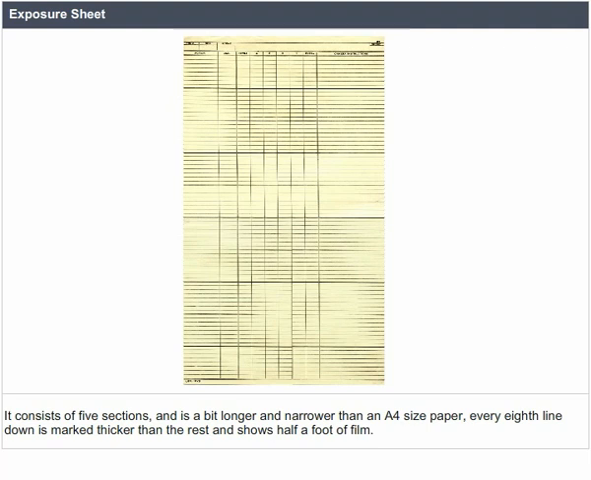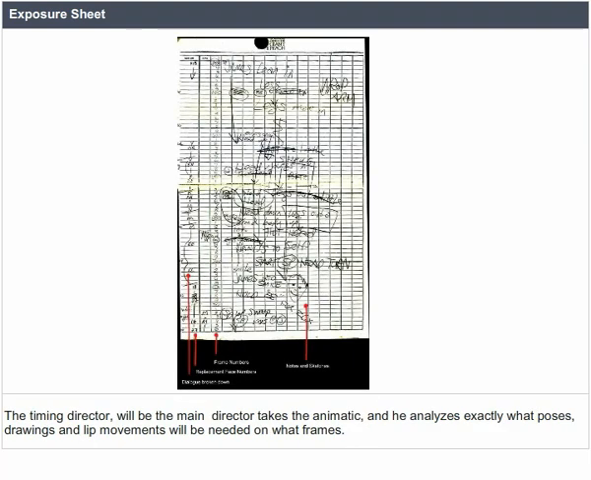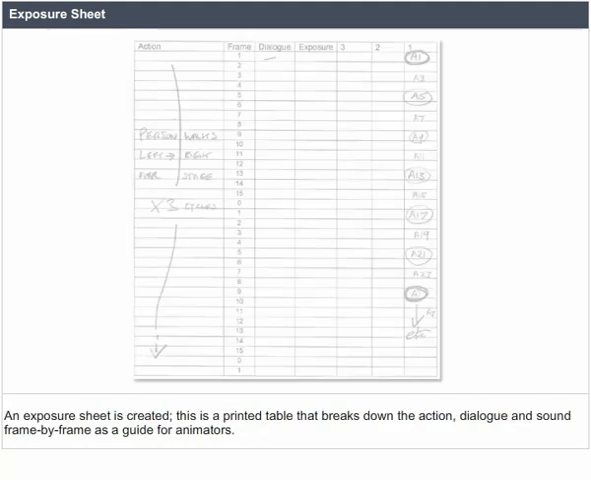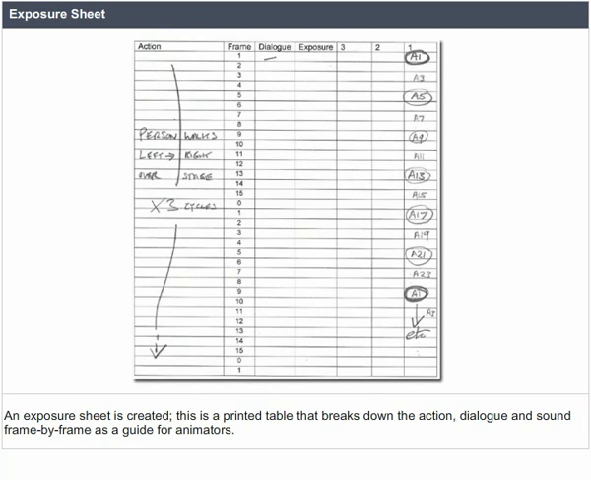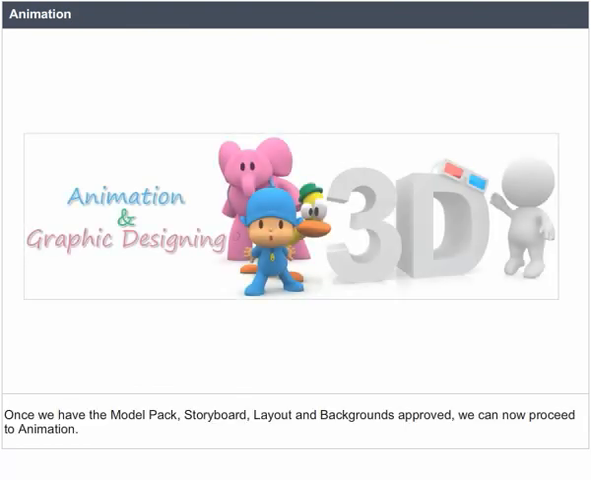The timing director, who will be the main director, takes the animatic and analyzes exactly what poses, drawings and lip movements will be needed on what frames. An exposure sheet is created. This is a printed table that breaks down the action, dialogue and sound frame by frame as a guide for animators. Animation. Once we have the model pack, storyboard, layout and backgrounds approved, we can now proceed to animation.